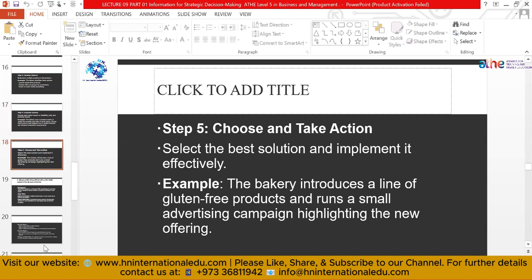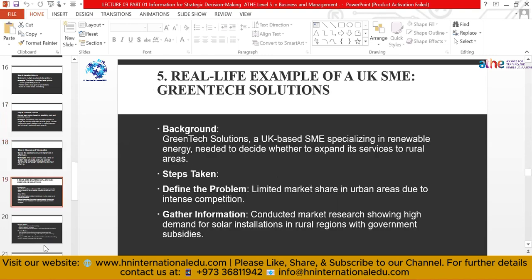Then number 5 is choose and take action. Select the best solution and implement it effectively. The one which is the best one, you need to opt for it. For example, the bakery introduces a line of gluten-free products and runs a small advertisement campaign highlighting the new offering. Promotions going on, sometimes discount coupons too.